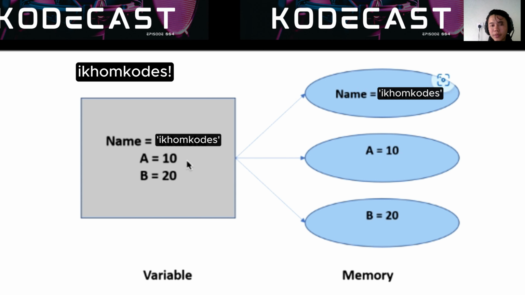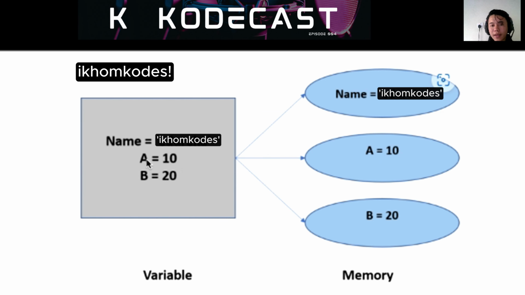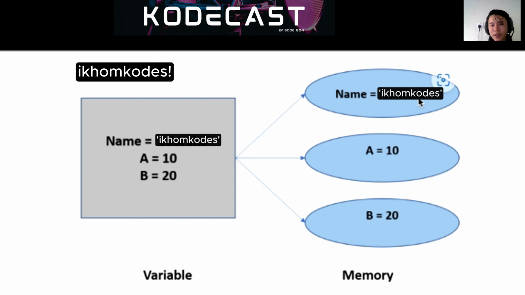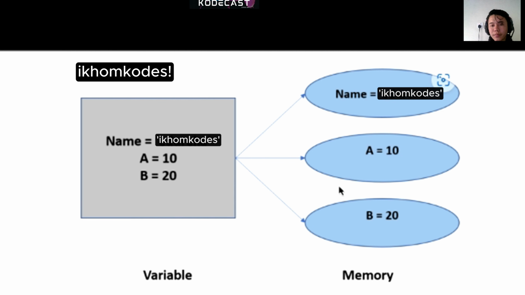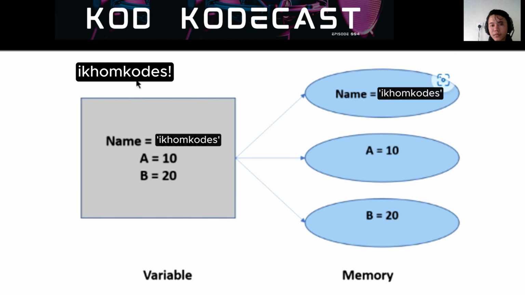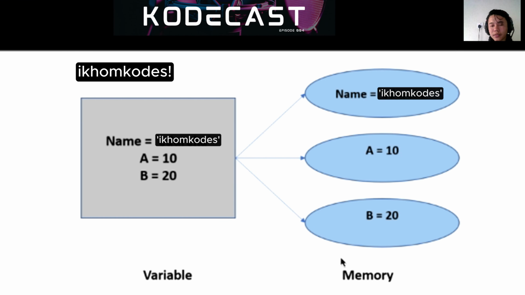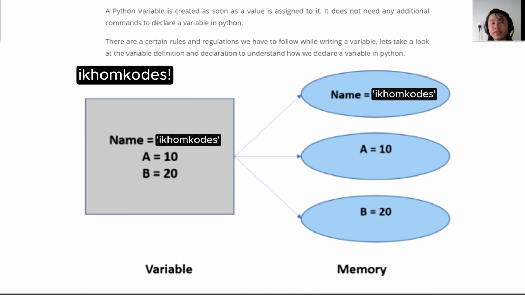For example, name is equal to ikhomkodes, A is equal to 10, B is equal to 20. These are the things that are stored in variables, whereas these are the things that are stored in memory. A Python variable is created as soon as a value is assigned to it. It doesn't need any additional commands to declare a variable in Python. There are certain rules and regulations you have to follow while writing a variable.